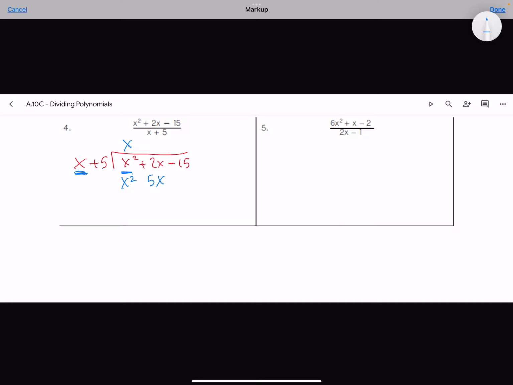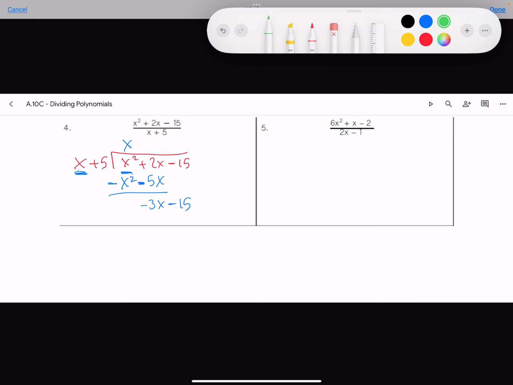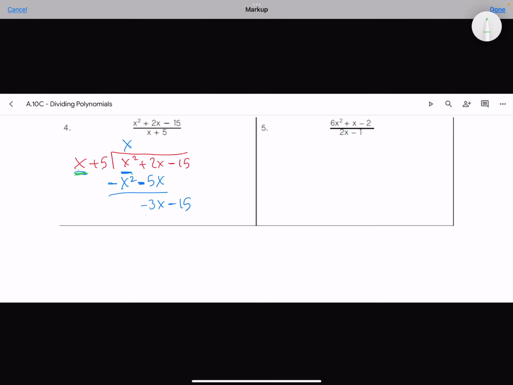And this is where a lot of kids have been having trouble remembering. You're subtracting. So now it's 2x minus 5x. 2 minus 5 is negative 3. My x minus 15. So now we need to figure out, what do I multiply x by to get negative 3x? Negative 3. So I have negative 3x. Negative 3 times 5 is negative 15.